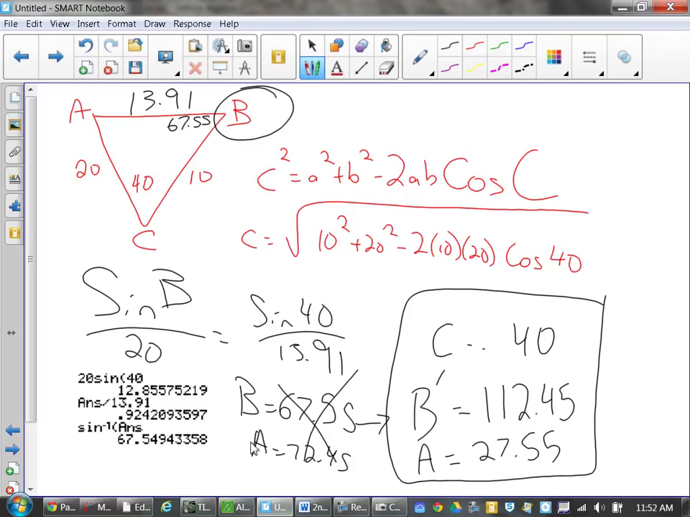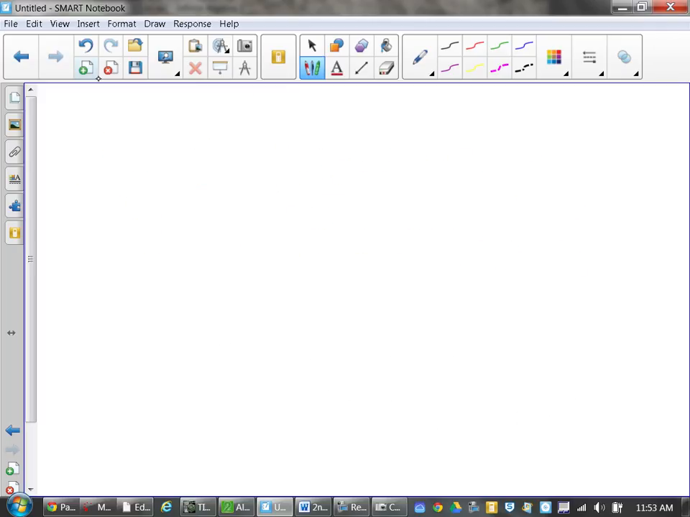After that, we start talking a little bit about coterminality. Oh yeah, that was easy. When we got into coterminality, one of the first questions was: write a positive and a negative coterminal angle to negative 13 pi over 4. You draw the thing. And you get negative 5 pi over 4 and 3 pi.